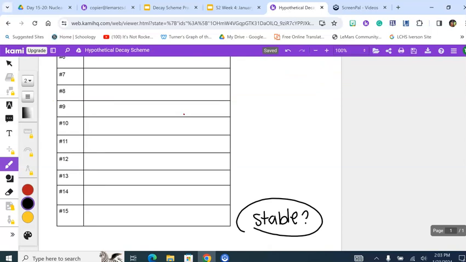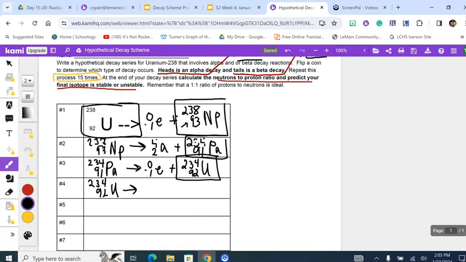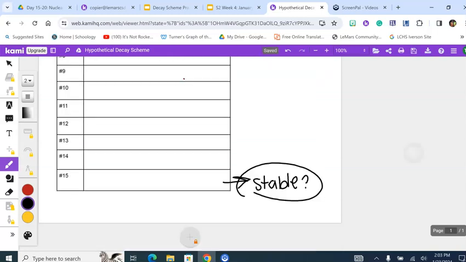Then when you get to number 15, I need to know if it's stable or unstable. How am I going to know if it's stable or unstable? You take this number minus this number. So whatever you end up with, you take the mass minus the number, and you get a number here. This is the number of neutrons compared to the number of protons. If it is a 1-to-1 ratio, like 20 to 20, then that means it's stable. If it's not a 1-to-1, then it's not stable.